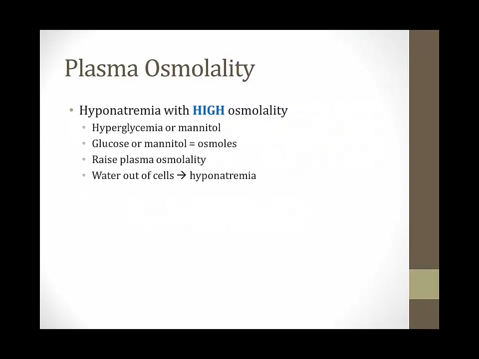So like I told you before, in a patient who is hyponatremic, you should have a low plasma osmolality. However, there are a couple of situations where you can have hyponatremia with a high plasma osmolality. Let's talk about what those are. So this can occur in hyperglycemia or in patients who have received the osmotic diuretic mannitol. Both glucose and mannitol are a powerful osmole, so they can raise the plasma osmolality. When they do this, they will draw water out of cells and dilute the sodium levels so that you will develop hyponatremia.